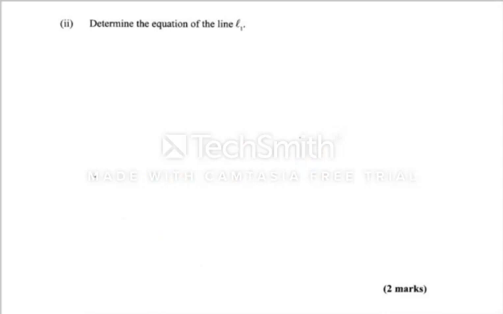Next, we're asked to determine the equation of the line L1. Now, there are two things you need to determine the equation of a straight line. You need to know the gradient of the line, and you need to know the y-intercept. So we're looking at the line L1. The equation of a straight line is in the form y is equal to mx plus c. That's the general format. To define the straight line, I need to know the gradient m, and I need to know the y-intercept c.